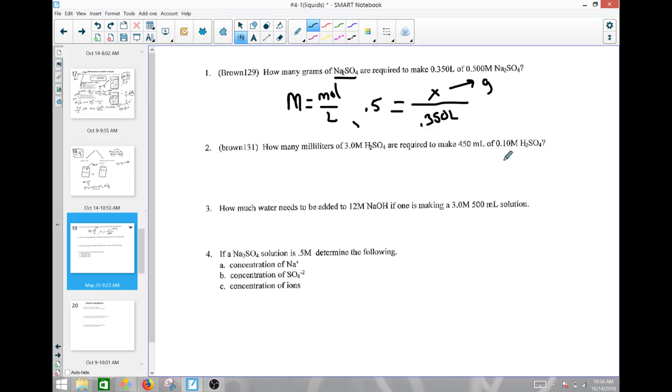All right, so how many milliliters of this? This is my high concentration. They want to know the volume of this stuff required to make this volume of this stuff. So notice we're going from a high concentration to a low concentration. I like to write this out. M1V1 equals M2V2. M1 is 3. The unknown value is V1. The ending concentration is 0.1, and the ending volume is the total amount, so it's going to be 450.